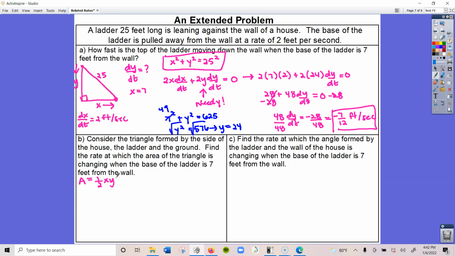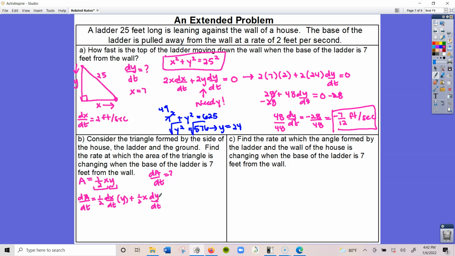If we take the derivative, because we're trying to look for dA/dt, we get dA/dt is going to equal, I have to use the product rule. So this is going to be my first function, this is the second. The derivative of 1/2 x is 1/2 dx/dt times y, plus, now I leave the 1/2 x alone, times the derivative of y, which is dy/dt.